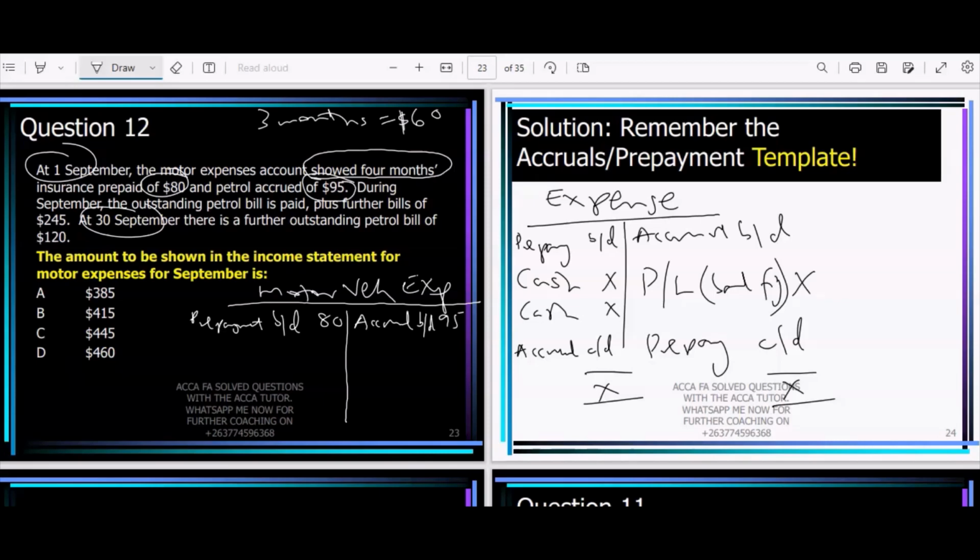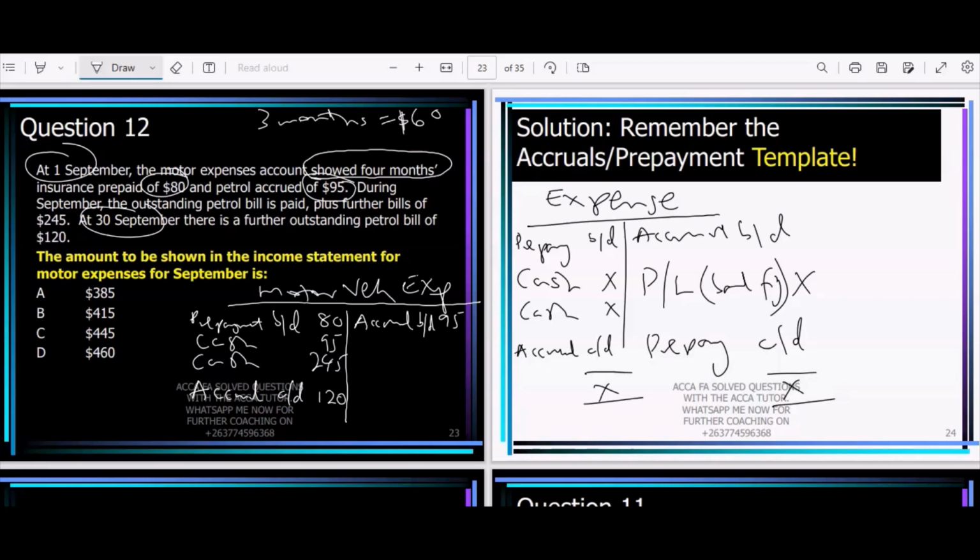We are then told that during September the outstanding bill is paid, which means the 95 accrual was paid, so we say cash 95. And then a further $245 was also paid, and the payments are on the debit side. Then at the end of the period, we had an outstanding petrol bill, so the accrual CD is on this side now. Accrual CD of how much? 120 is on this side.